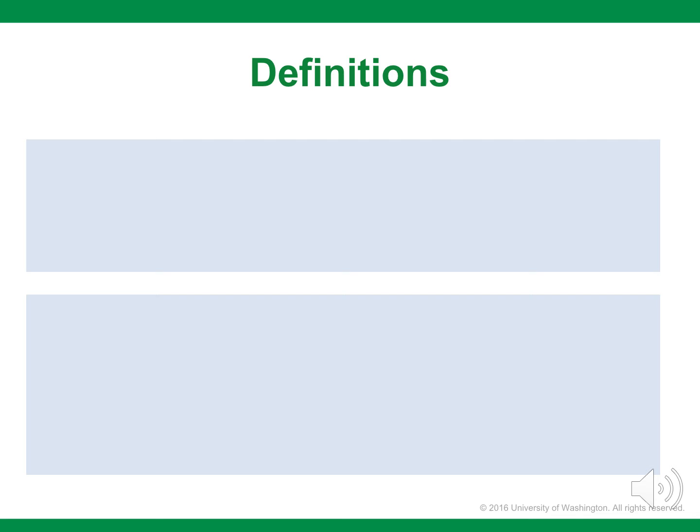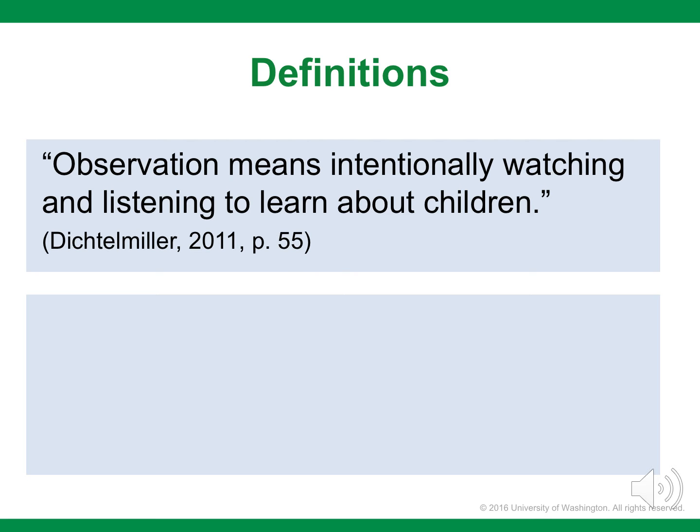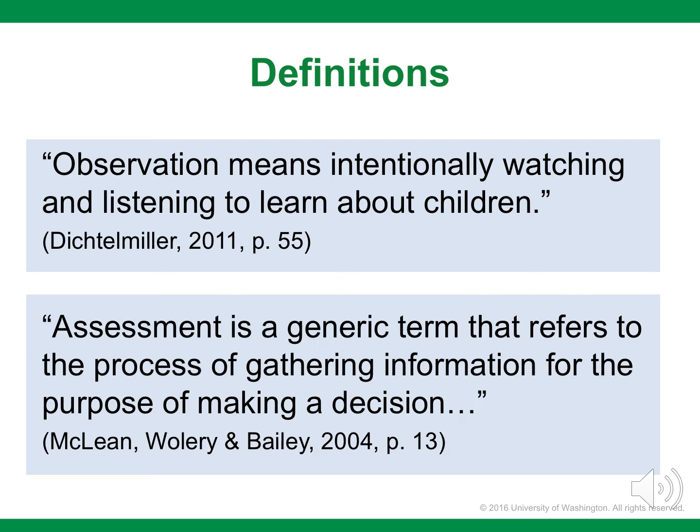What do we mean by observation? Observation means intentionally watching and listening to learn about children, where we become fully involved within the environment to listen, to look, to feel, to understand what are children doing and what are they wanting to learn about. Assessment is a generic term that refers to the process of gathering information for the purpose of making a decision.